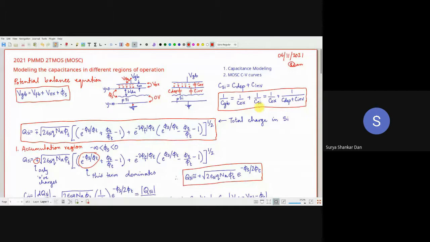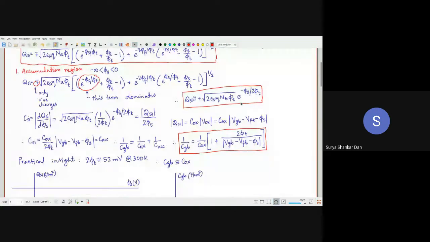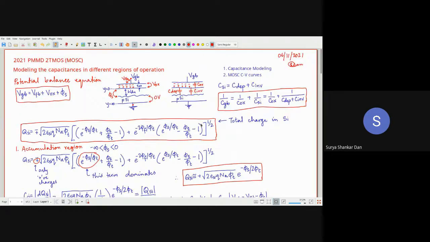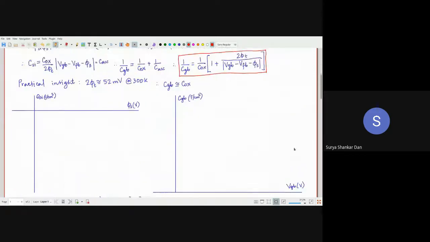So right now what we are finding is CSI. COX is already known to us, epsilon OX by TOX. Okay? Very good. So here QSI is simply equal to COX into VOX. Why? Suddenly how did we equate the silicon charge with the oxide charge? Because as I told you, when I initially drew, I erased that, I think.